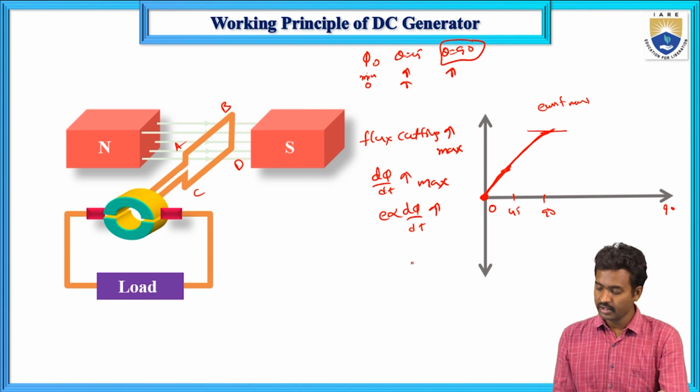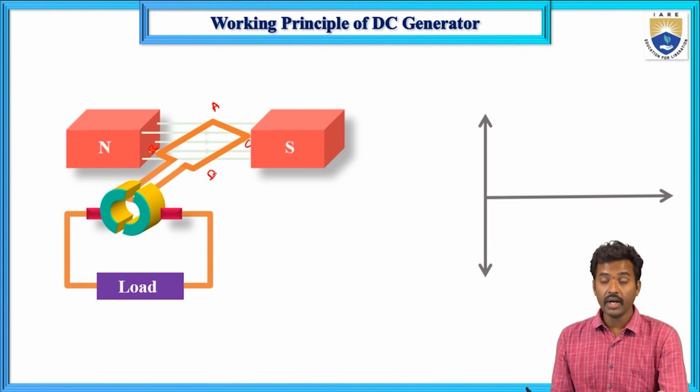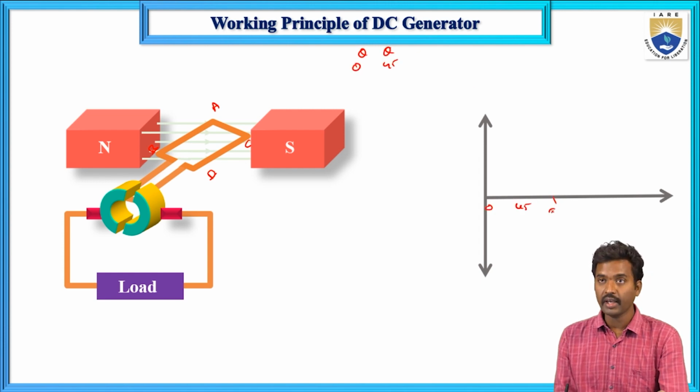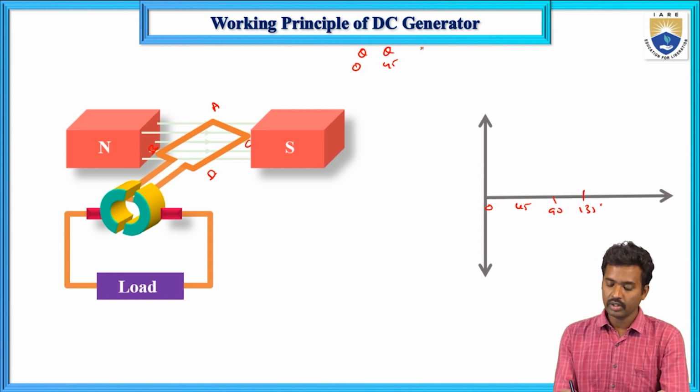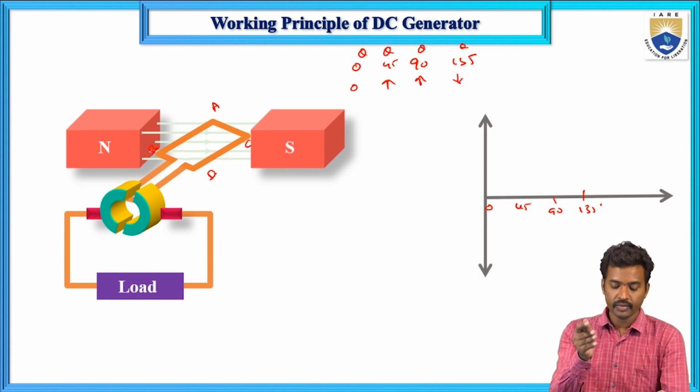After 90 degrees, the next 45 degrees of anti-clockwise rotation. Here this is A and B, and this is C and D. Now theta goes 0, 45, 90, and 135. At theta equals 90 and theta equals 135 degrees, the EMF first increases to the maximum and then decreases. In the vertical position in the middle, flux cutting is maximum.